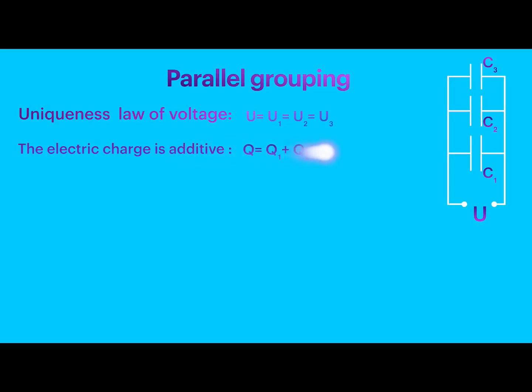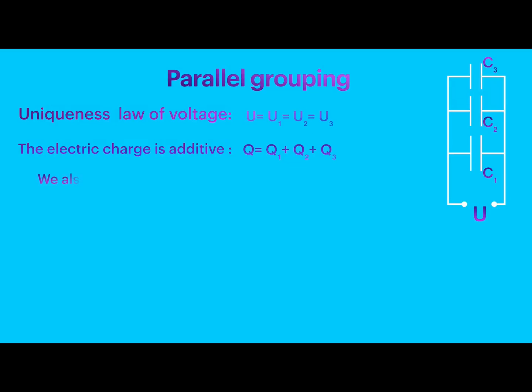Parallel grouping. Of course, in a parallel grouping, we always apply the uniqueness law of voltage, so that the total voltage across all the capacitors is equal to the voltage across each one of them. Now, instead of saying that the current in the circuit is additive, we will say that the electric charge is additive, which means that the total charge of the grouping is equal to the sum of the charges of each one of the capacitors connected in parallel.